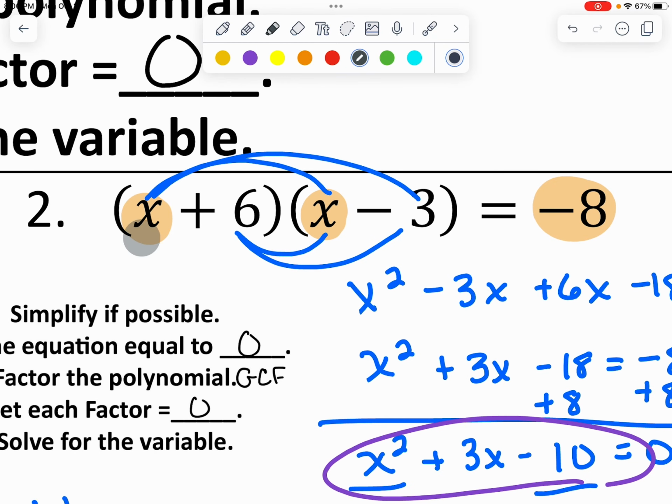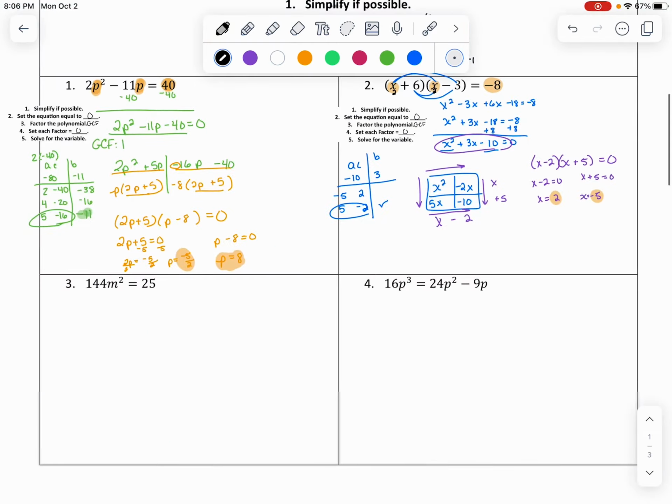Let's check out our answer of 2. What is 2 plus 6? 8. Okay, times, what's 2 minus 3? Negative 1. So we can see that surely enough that does work, right? And the same thing would happen with negative 5.